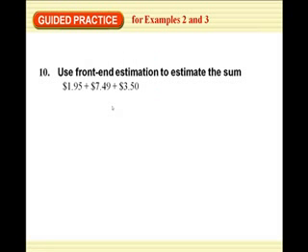There we go. Use front-end estimation to estimate the sum. So we add those front numbers, the 1, the 7, and the 3. That's $11. So we have $11.